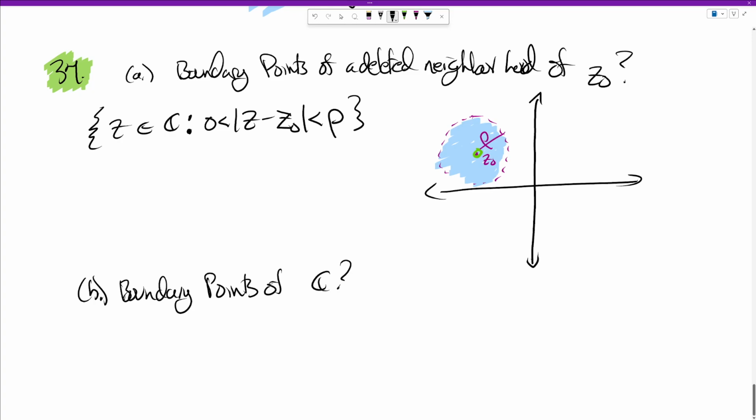That's not a very good color. Let's use black. There's a hole now. We've gotten rid of it, but it's kind of an infinitely small hole. Okay, so this is the deleted neighborhood of z naught.